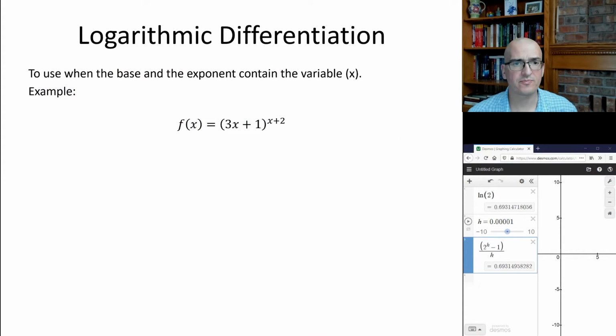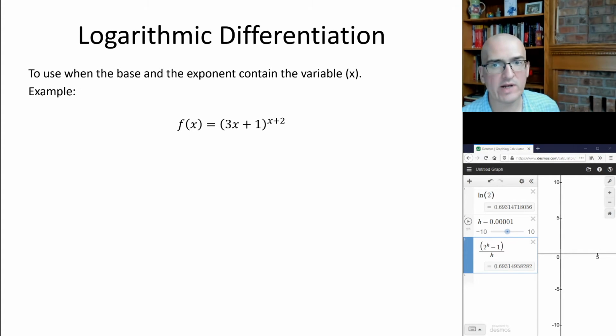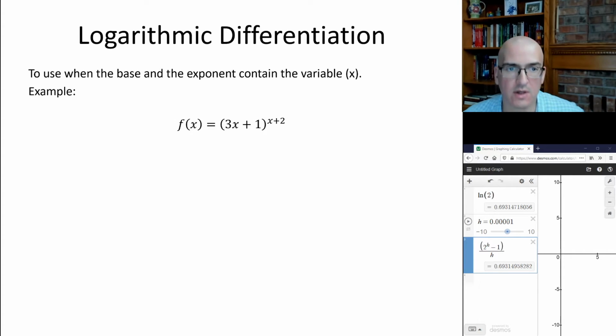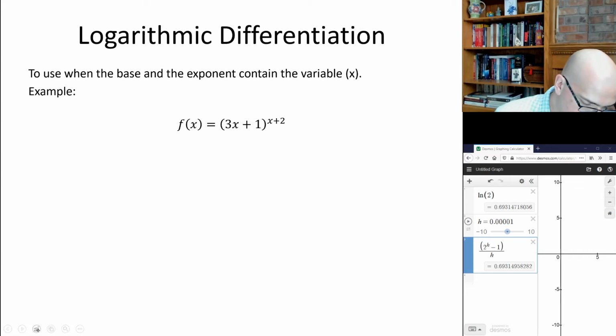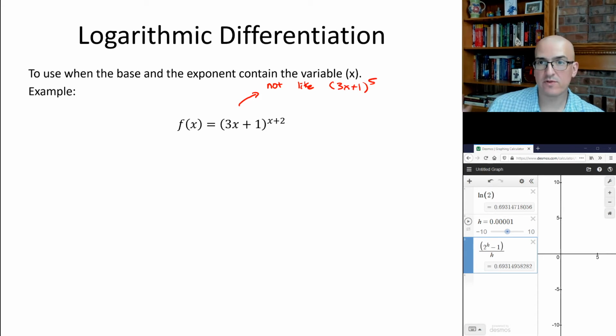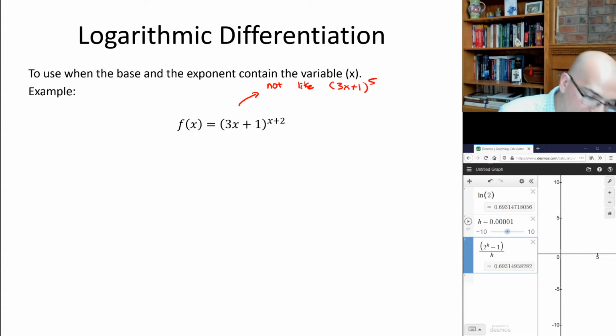All right. Let's do another example. In a sense, the hard part of these types of problems is figuring out what you have to do before you do it. So looking at this and saying, this is not a function to a constant power. So I'm going to write that down. This is not like 3x plus 1 to the power 5. It's not one of those old-fashioned chain rules.